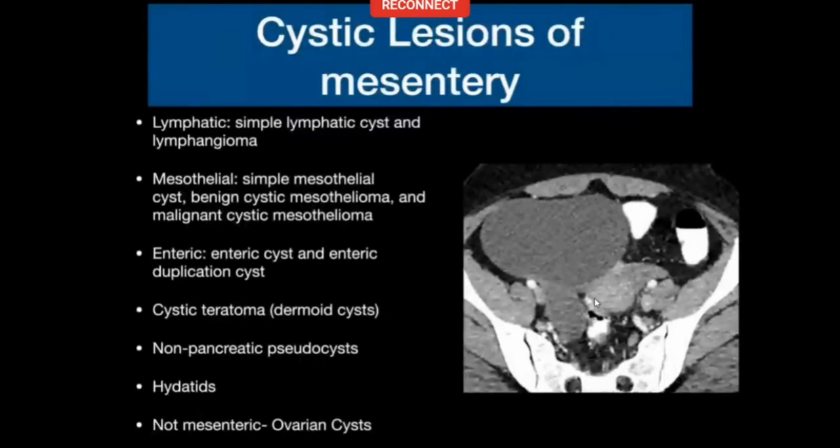So these are the cystic lesions of the mesentery, keep them in mind: lymphatic, mesothelial, enteric, teratomas, non-pancreatic pseudocysts, hydatid cysts, and ovarian cysts, because sometimes you can get parovarian cysts even though you can see both ovaries. So particularly in young girls, or even in antenatal scans, you will see a huge cystic lesion which is subhepatic.